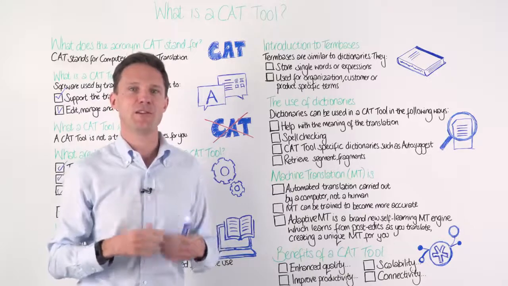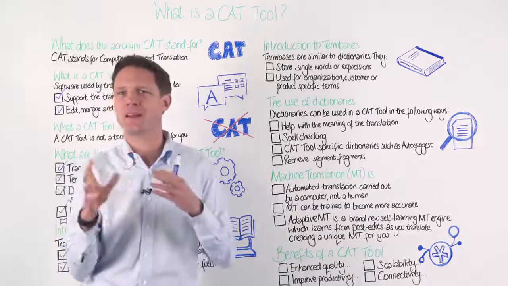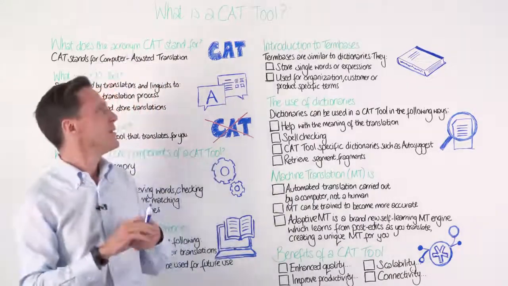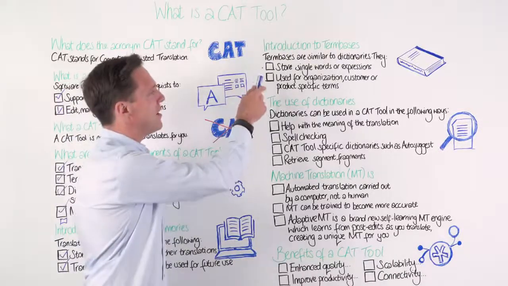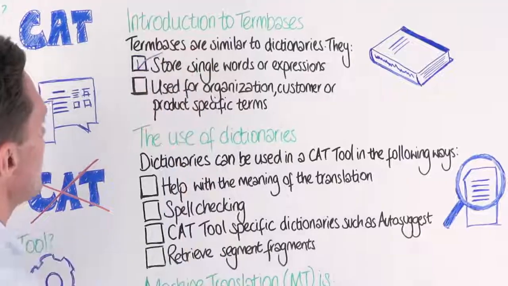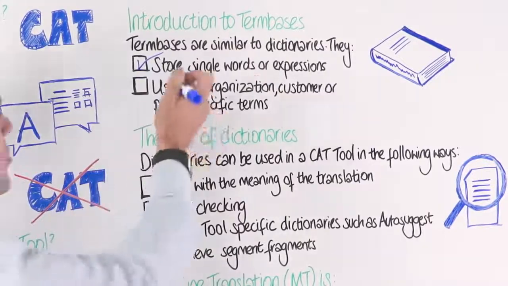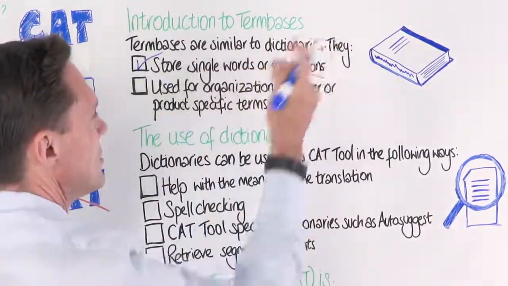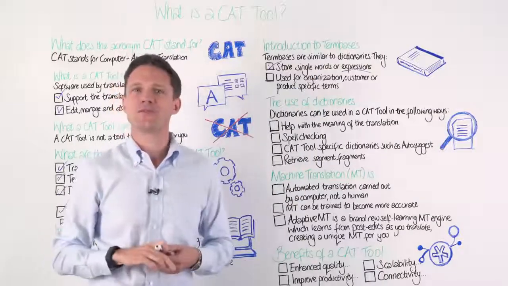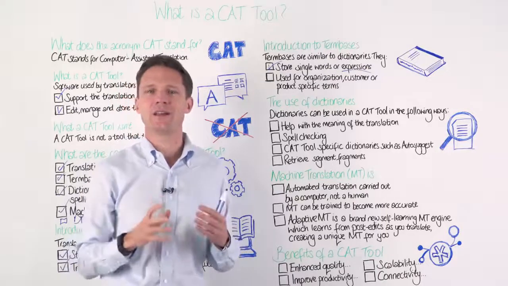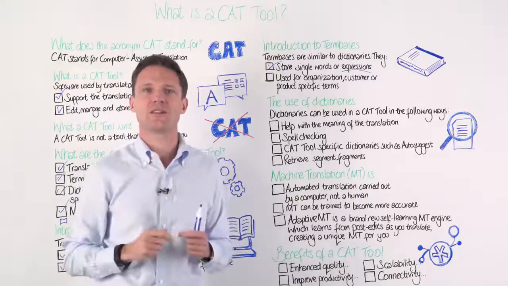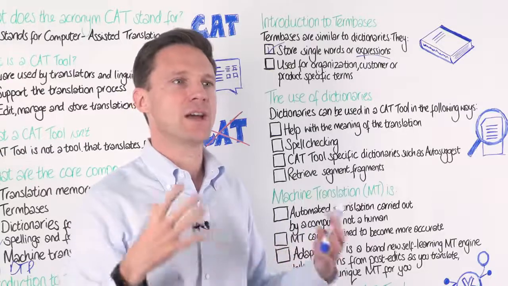I think we're going to have a video specifically on terminology so we can explain why it really isn't a dictionary. But at the high level, a term base, first of all, stores single words or expressions. And I think this is already one of the differences with the dictionary, because if you think about it, in a dictionary you tend to just store one word, whereas here you can actually store an entire expression.